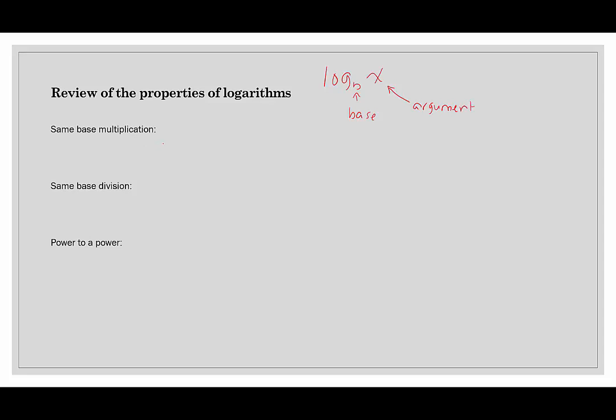Okay, same base multiplication just says that if we have log base b of x times y, so there's a product in our argument, we can rewrite it as log base b of x plus log base b of y. And actually, as we're going through this, we're doing the reverse. I mean, it's not the reverse, it's just the commutative property. So we're basically going to be given this, and we want to write it as this.